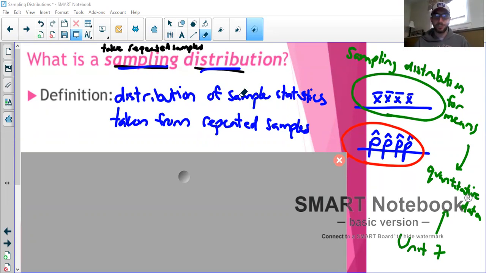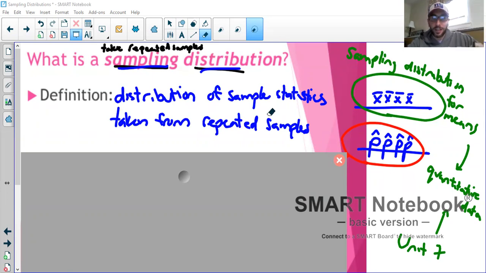So a sampling distribution is this idea that we take a random sample, find some sample statistic, and plot it. In AP Stats, we're going to focus primarily on the sampling distribution for means. Take a sample, find the mean, plot it, take a sample, find the mean, plot it, and repeat theoretically an infinite number of times. And we're going to focus on sampling distributions for proportions.